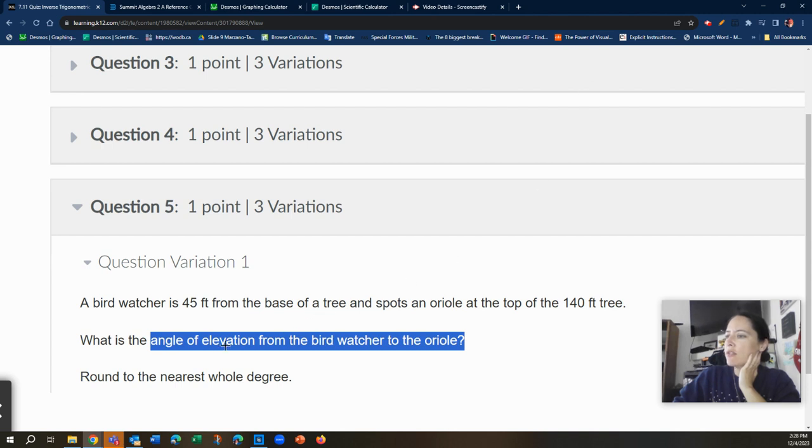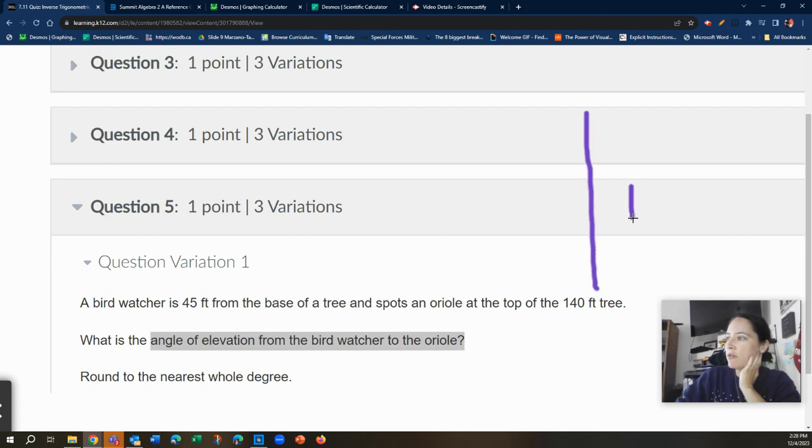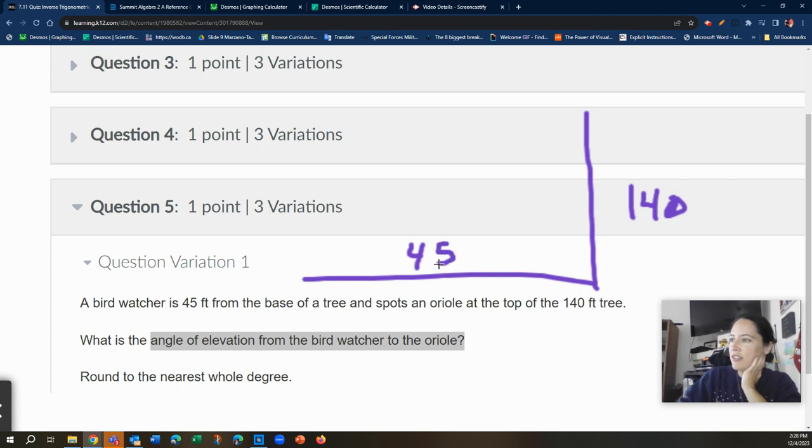Here we go. Angle of elevation from the bird watcher to the oriole. So we need a tree. The tree is 140 feet. The bird watcher is 45 feet away. This is not to scale. So from the base of the tree to the top of the tree, they're just asking for this angle of elevation.